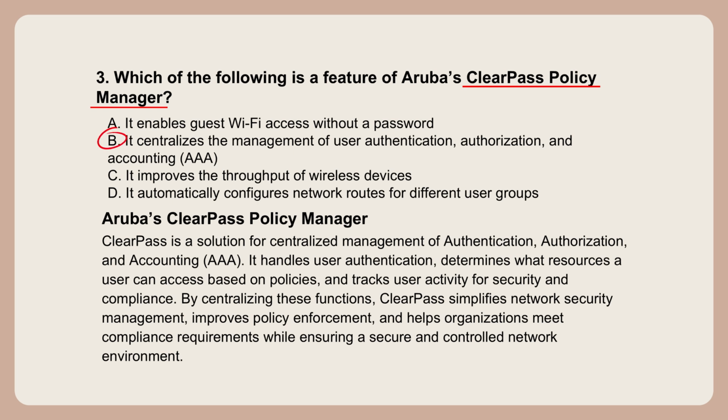Okay, makes sense. And then finally, option D, automatically configuring network routes for different user groups. That's the job of routers and routing protocols. Yeah, that's more of a fundamental networking function. Exactly. ClearPass is more about controlling who can get onto those routed networks, not about configuring the routes themselves. It's like controlling who can enter a building versus designing the floor plan of the building. Perfect analogy. All right, great.